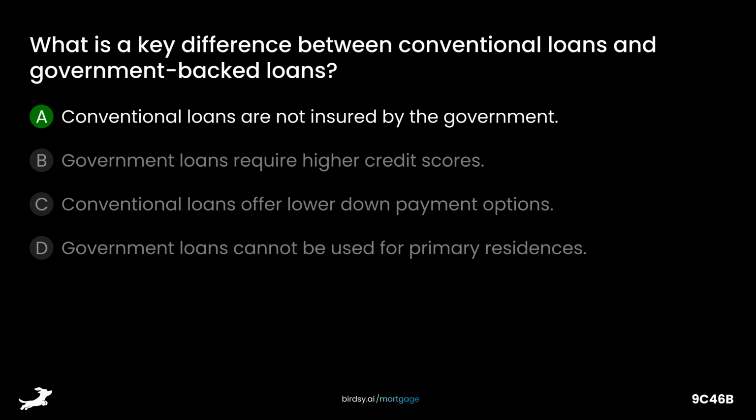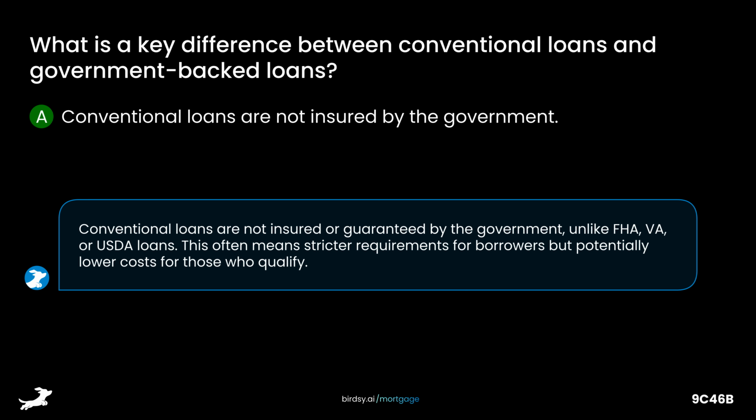The answer is A, conventional loans are not insured by the government. Conventional loans are not insured or guaranteed by the government, unlike FHA, VA, or USDA loans. This often means stricter requirements for borrowers, but potentially lower costs for those who qualify.